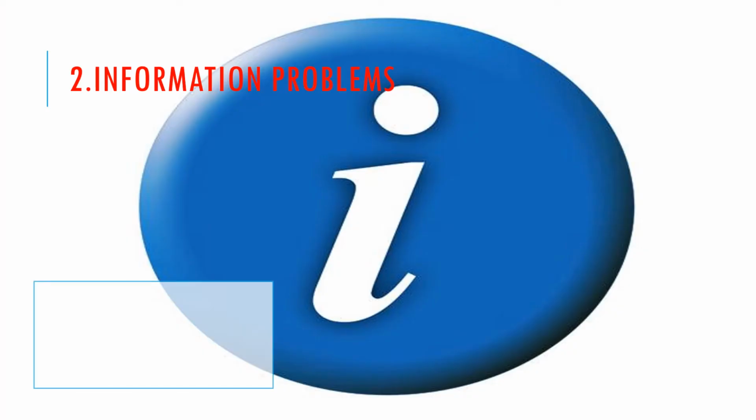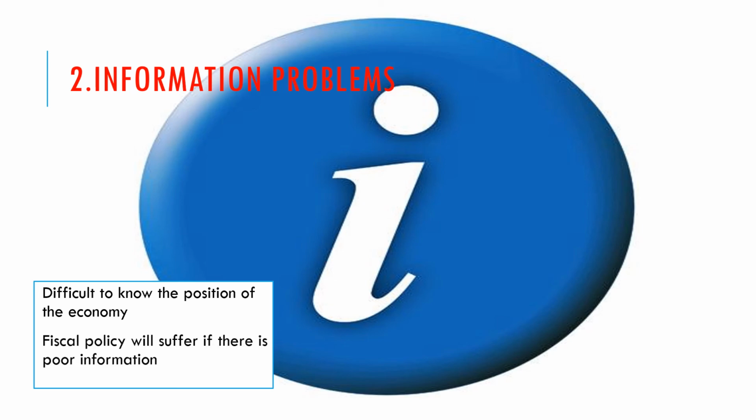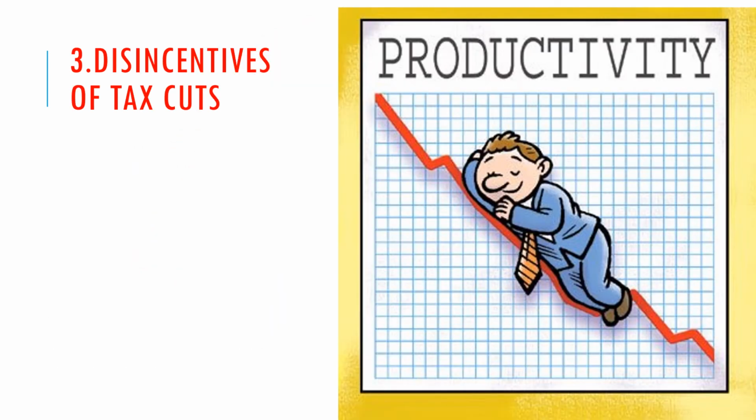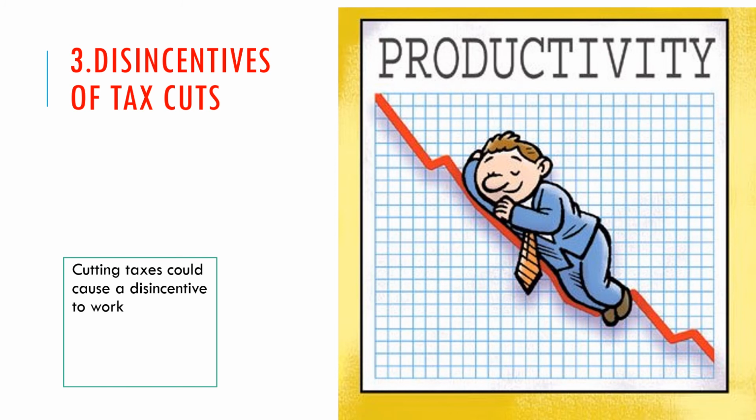The second one is information problems. Often it's difficult for governments to know all the relevant information and data to make sound decisions about fiscal policy. Number three, often there's a theory that if we cut tax, then people will work harder because they're keeping more of their money. But actually, you could make a counter argument that if tax was cut, then this would cause a disincentive to work because people would already have reached a level of income that they were happy with and therefore would do less work and just take more leisure time.